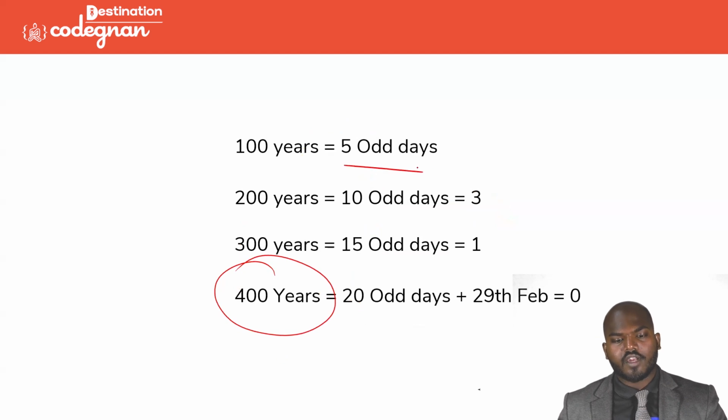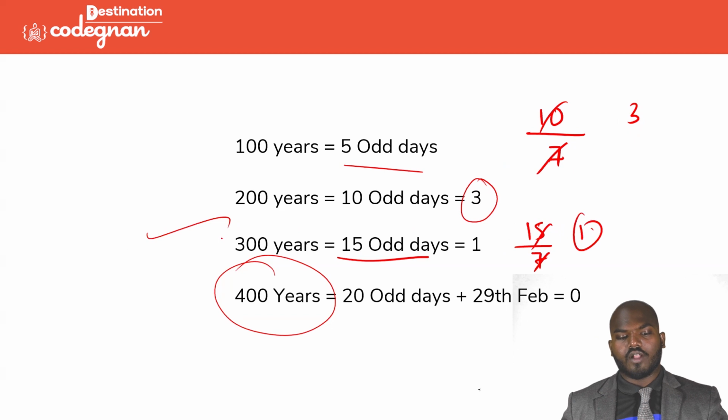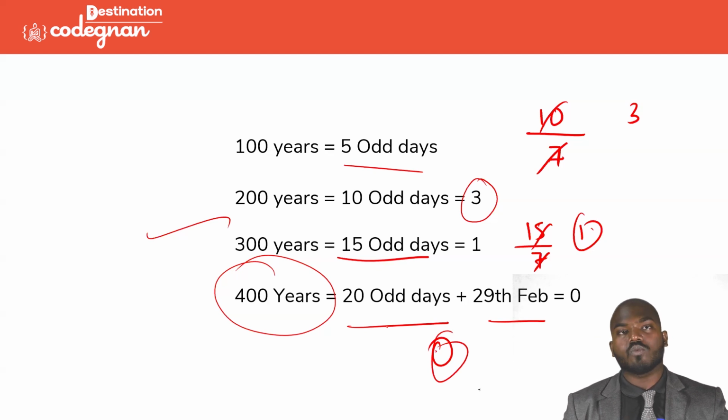Okay, if you see this, 5 odd days we know. So in 10 odd days, why are you keeping 3? Because 10 by 7, it will give you the remainder 3 only, right? And for 15, you take 15 by 7. 2 times 7 is 14, so plus 1 you have as the remainder here. Next, 400 years we take, that is 20 odd days plus 29th February. So it will give you the value 0 only. This is how you need to calculate.